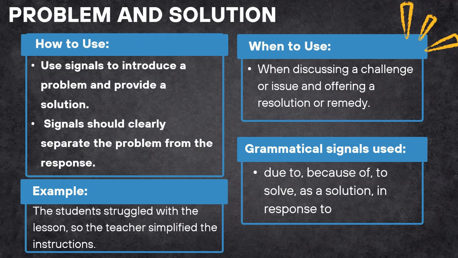So, when to use this pattern? When we want to discuss a challenge or issue and offer a resolution or remedy. Example, you want to highlight a certain issue and you want to propose a solution for it. So you use this pattern. And the grammatical signals we can use for this are due to, because of, to solve, as a solution, in response to, and etc.